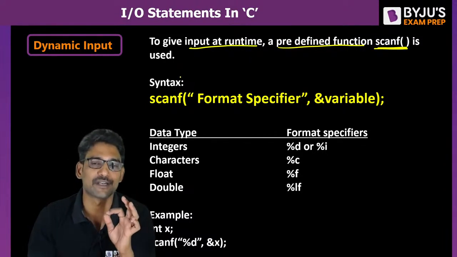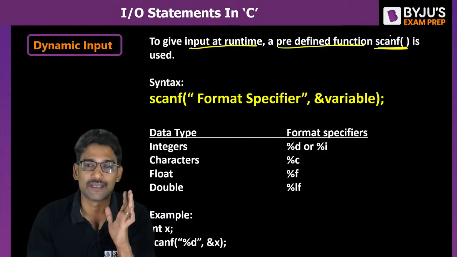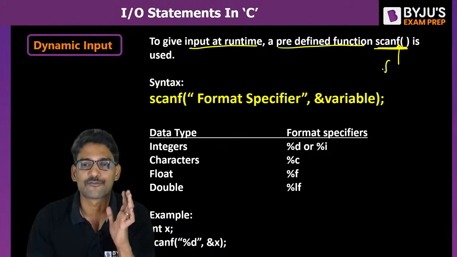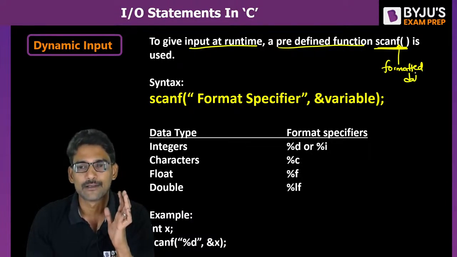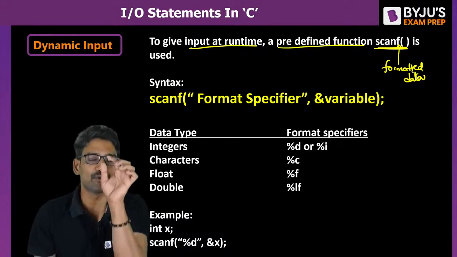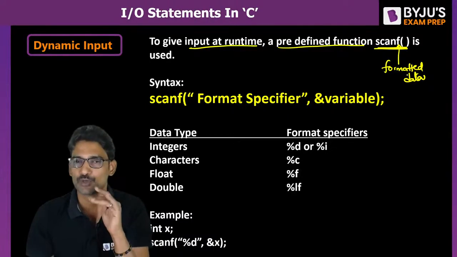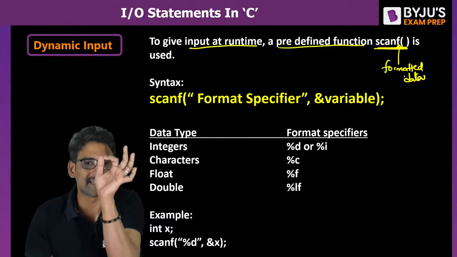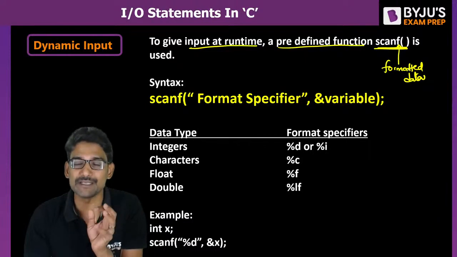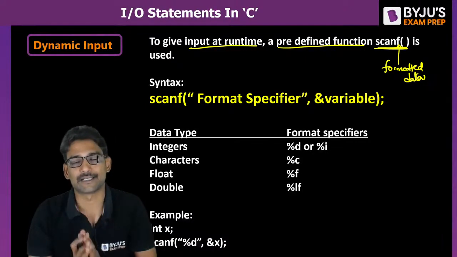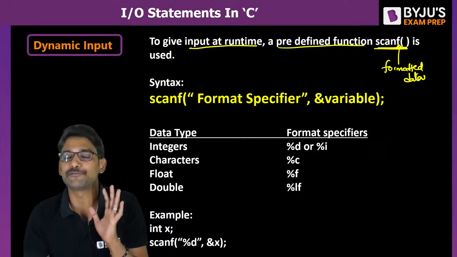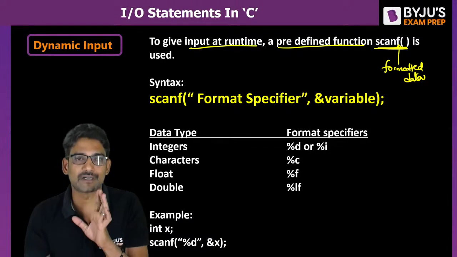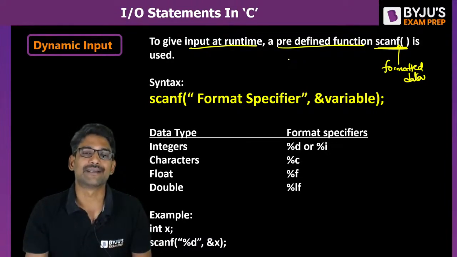What is that function name? Scanf. Here F means formatted data. Only printf and scanf have this F at the end. No other function has it. So here f doesn't mean function, f means formatted data. Printf and scanf are called formatted functions.